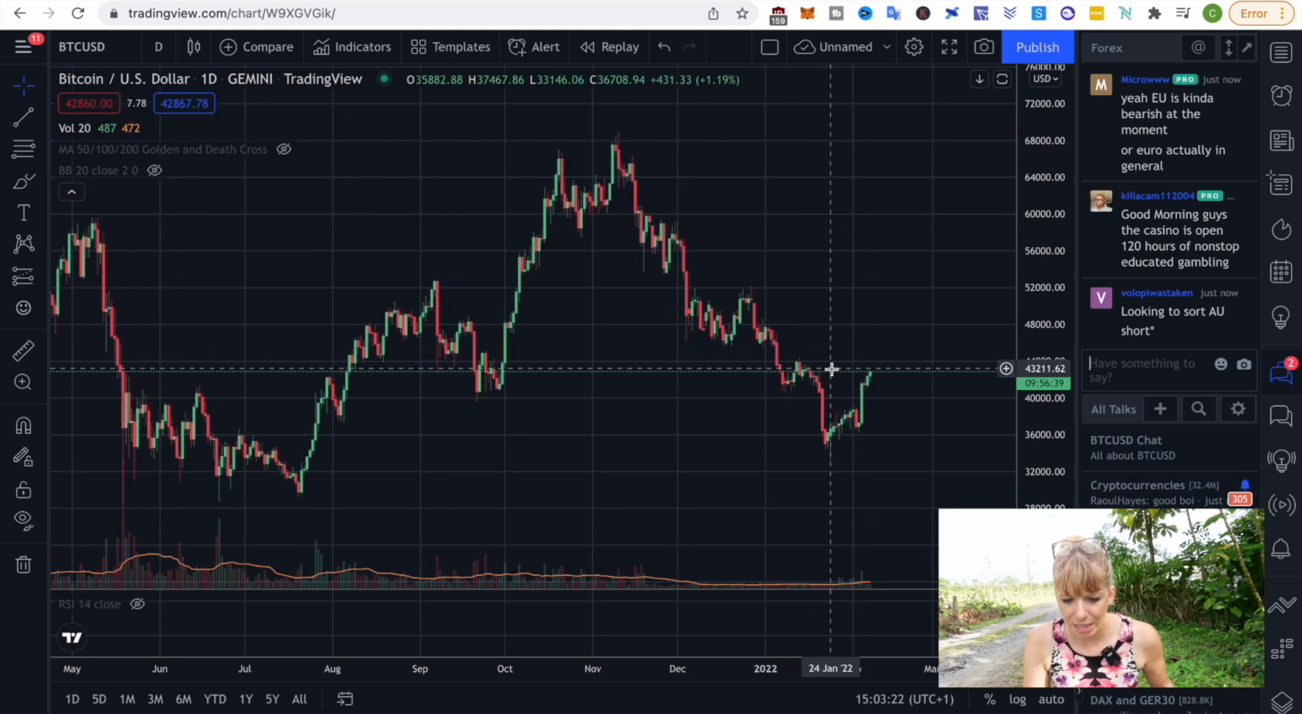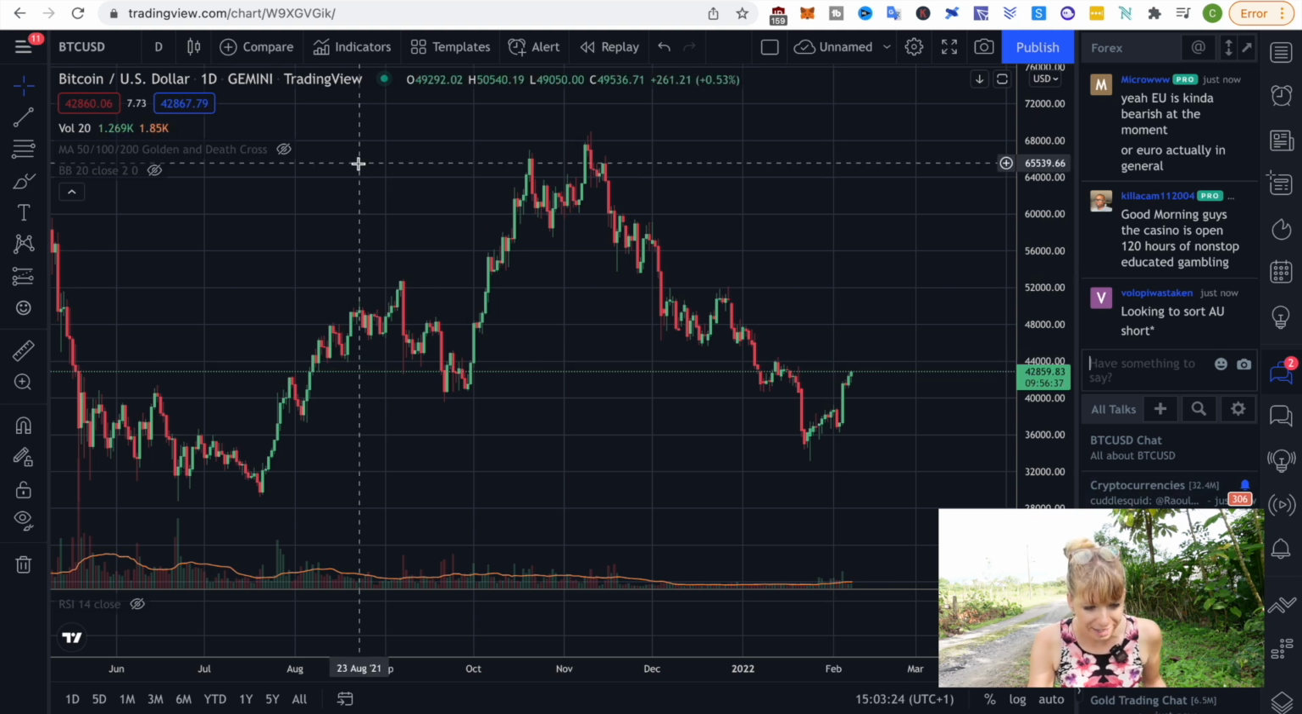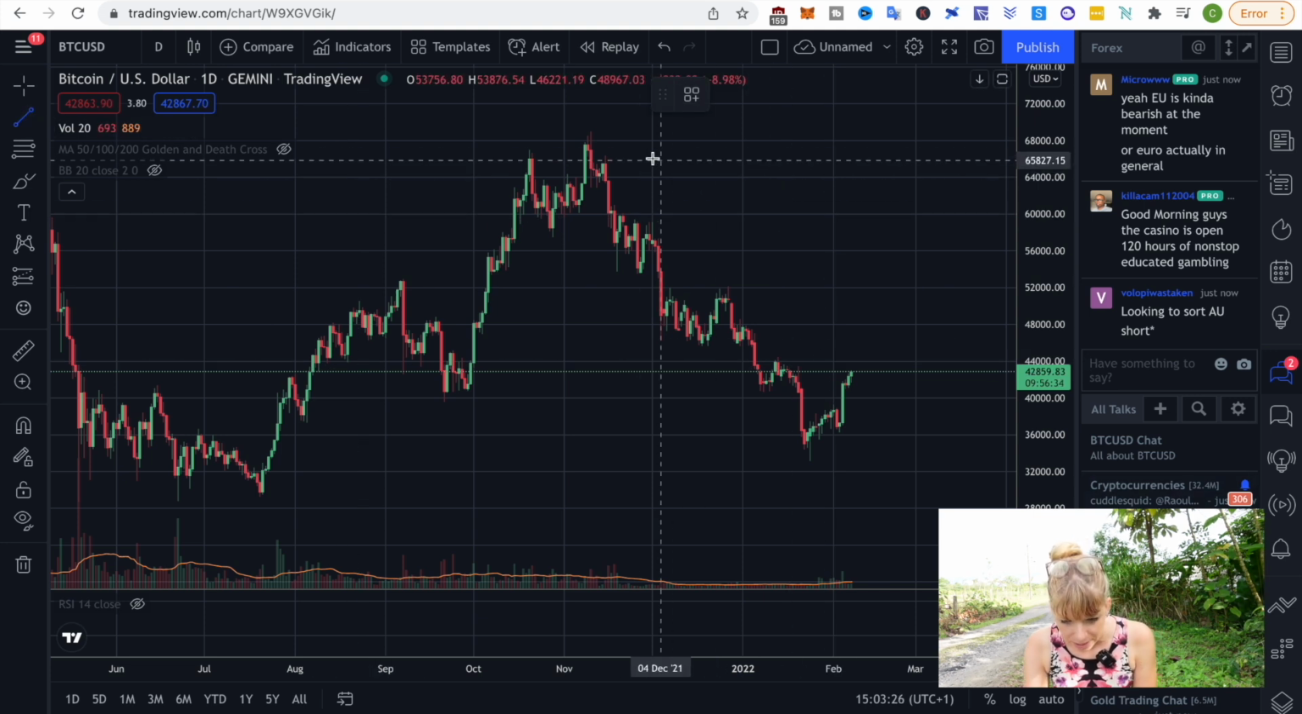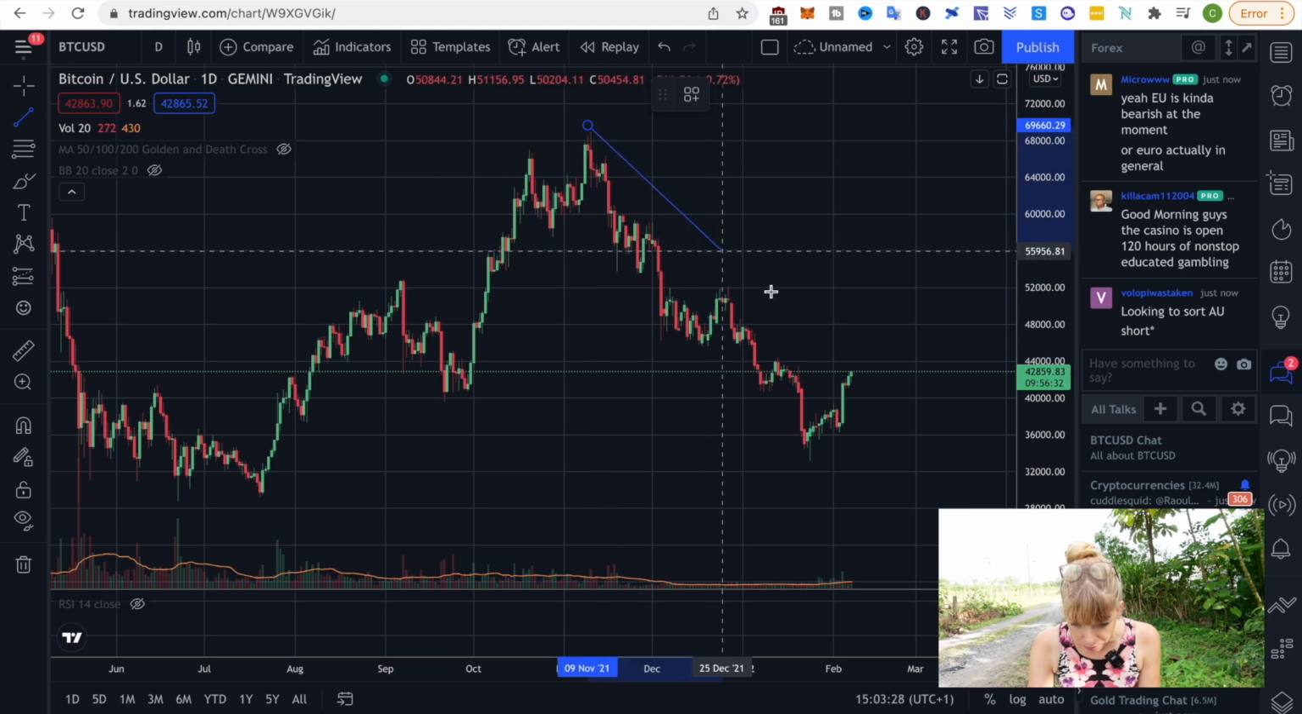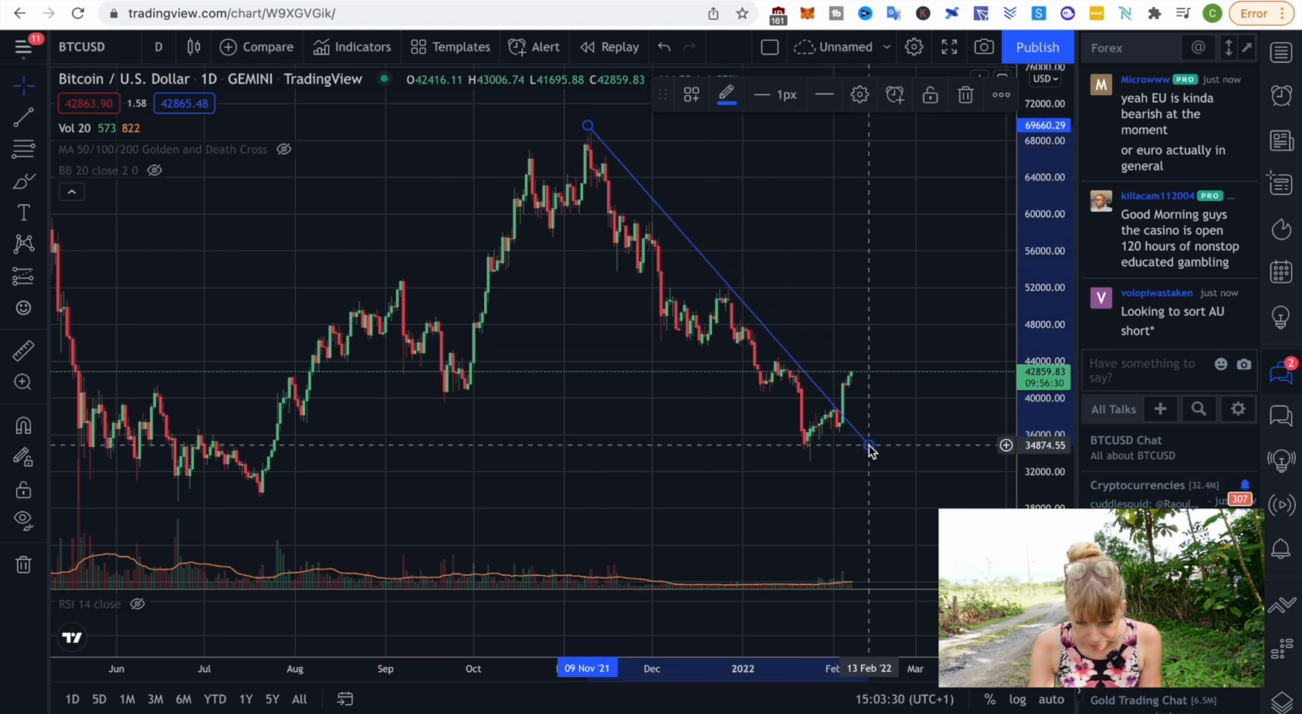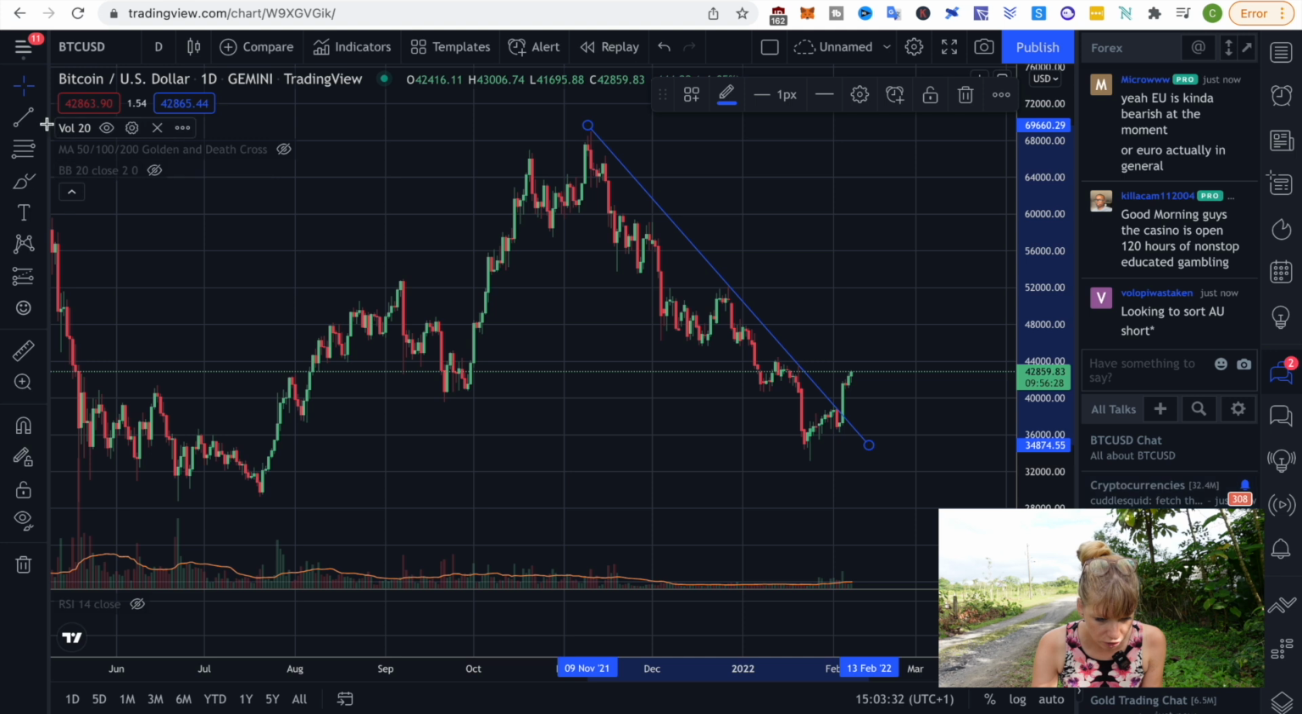Now with BTC USD, we've had a pretty strong trend line these past few weeks. I'll just show you where that is. You can draw that here. To find that drawing tool, just go here to the left to that straight line.